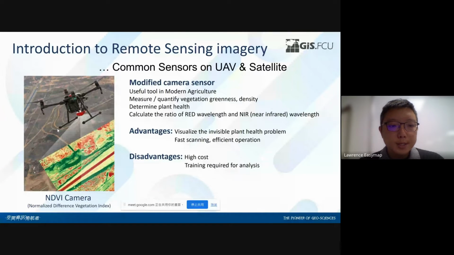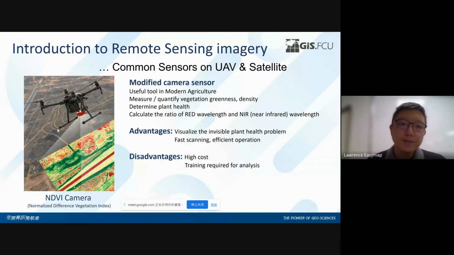Okay, the second one is called the NDVI camera. I believe some of you must have heard about this sensor before. It is a very useful tool for modern agricultural purposes. Actually, it is a modified camera sensor, so you can find it in a lot of drones, especially to study crop production. It can measure and quantify the health of the vegetation.